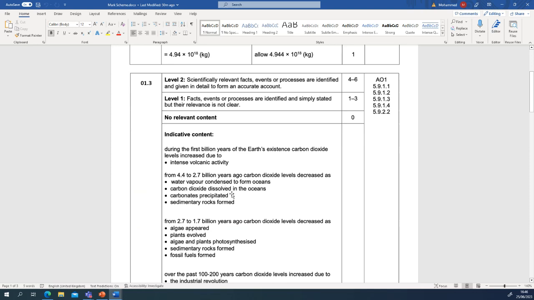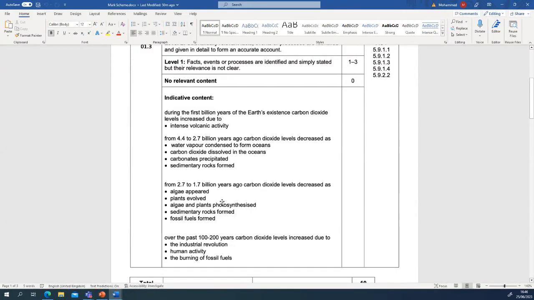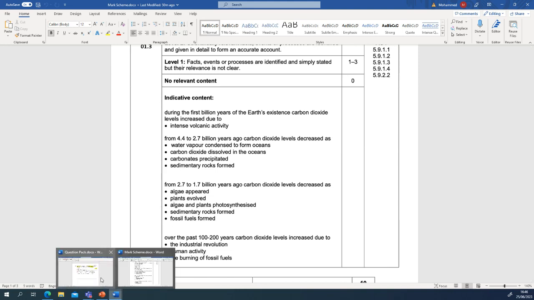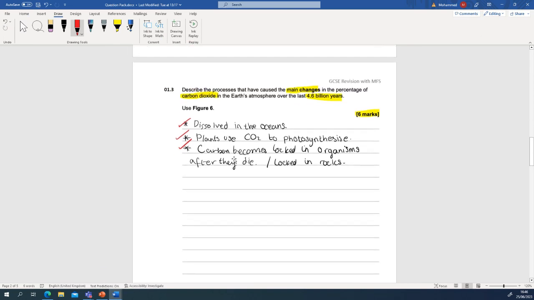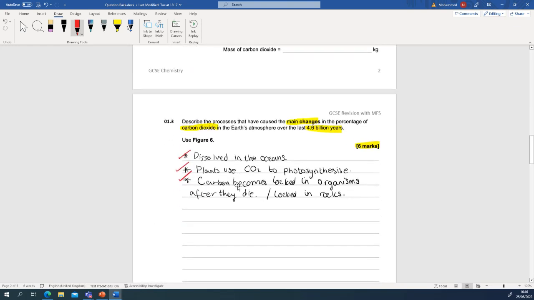Okay, so carbon dioxide dissolved in the oceans, rocks are formed, trapped in rocks. We could also say plants evolved, photosynthesized. You could also say fossil fuels formed, and we've basically stated those points. What we need to add to this answer is that evidence from this graph. We need evidence from this graph to explain our points, and if we use evidence from the graph, that will give you the 6 marks.